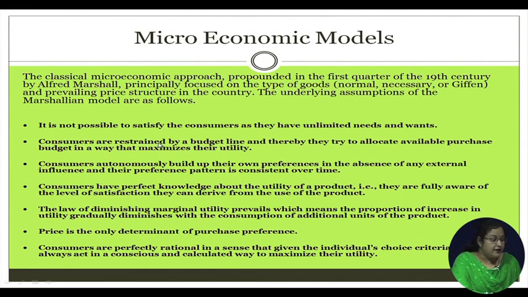Consumers have perfect knowledge about the utility of the product, that is, they are fully aware of the level of satisfaction they can derive from the use of the product. The law of diminishing marginal utility prevails, which means that the proportion of increase in utility gradually diminishes with the consumption of additional units of the product.